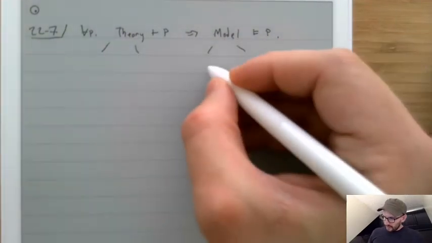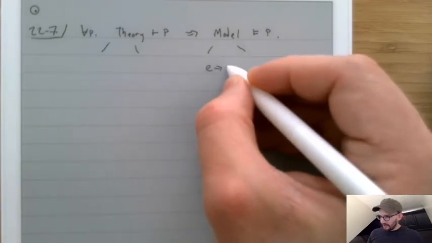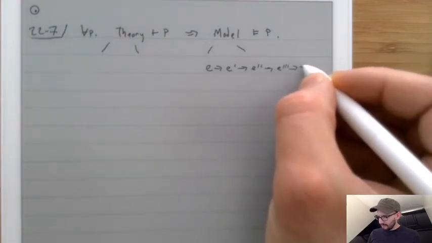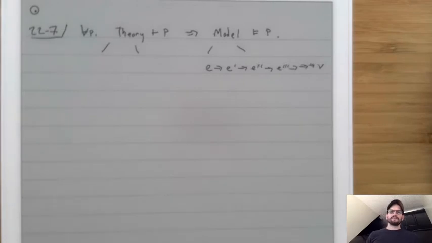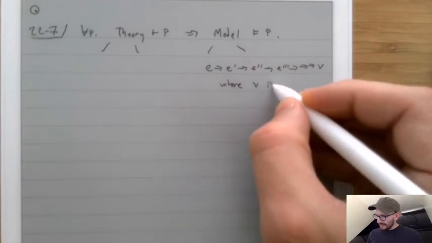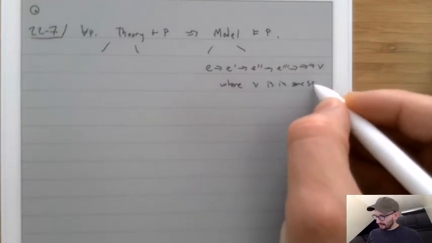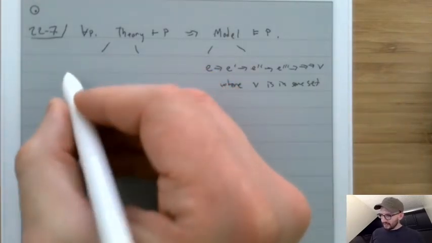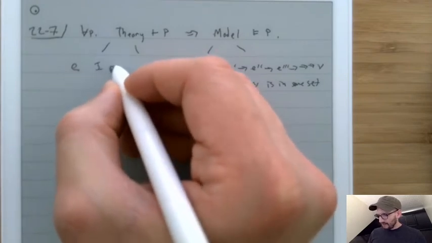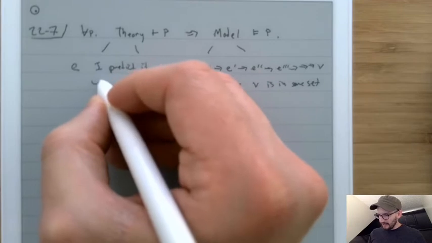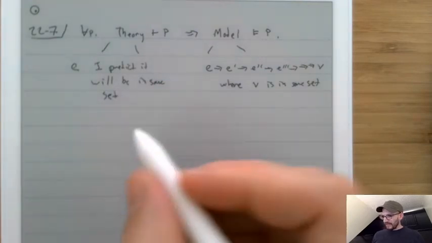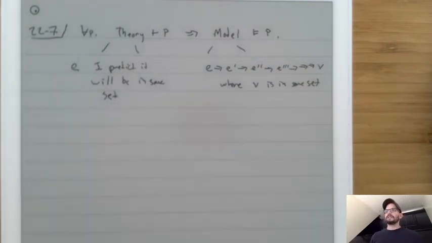The model is going to be the derivation of running our program through the small step semantics until we finally get a value. That's what it's going to mean to model, where the value is in some set. And the theory is going to say, given some program E, I predict it will be in some set. So we're going to predict which set of values the value that comes out on the other end is.